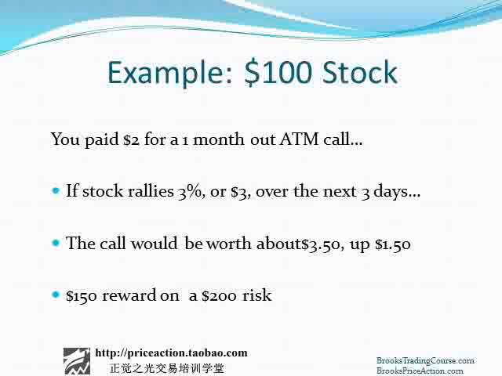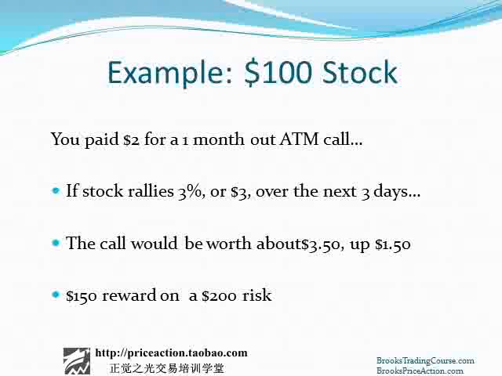Let's take an example of a stock that's currently trading at $100. And let's say you bought a 1 month out at the money call. At the money, 100. So you pay $2 for an at the money call, a 100 call. $2 is for 100 shares of stock. So one call controls 100 shares of stock. You actually paid $200 for that call.